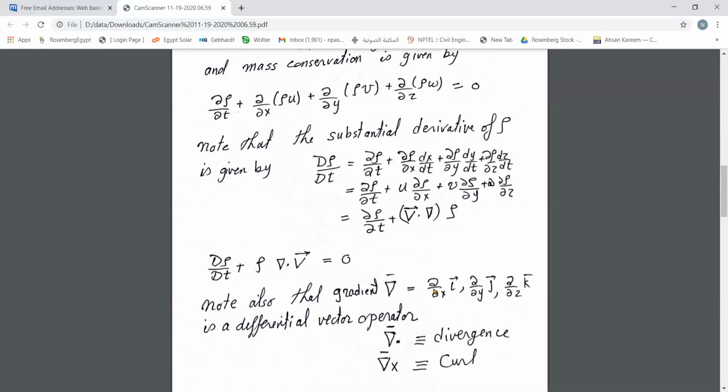So the gradient increases the level from a zero order tensor, which is a scalar, to a one order tensor, which is a vector. The opposite is a divergence. Divergence is del dot. The divergence of a vector is a scalar. So the divergence of the velocity vector is a scalar, and it appears here in the mass conservation because the mass conservation is a scalar equation. It's not a vector equation.